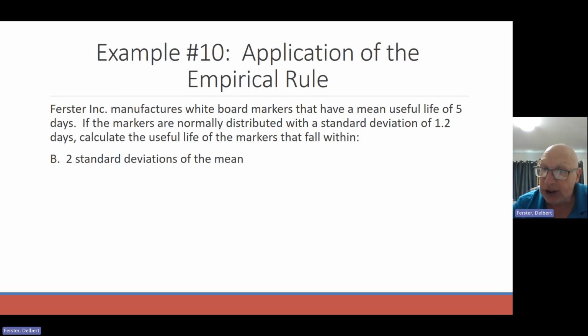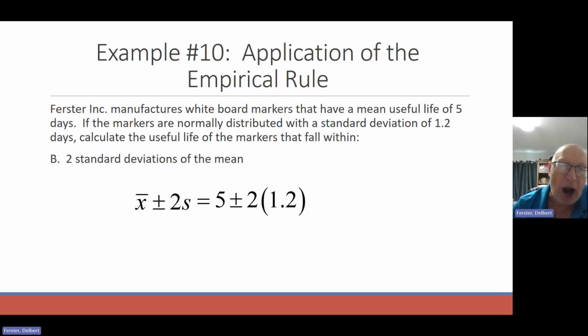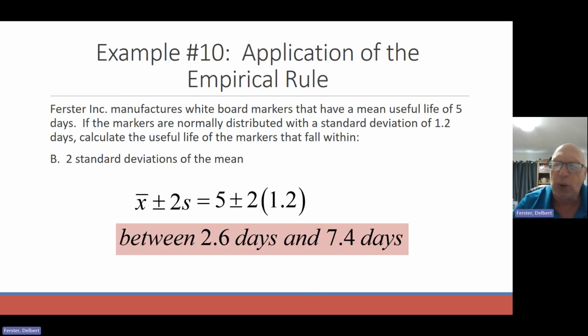If you open another standard deviation above and below the mean, again, it's just arithmetic. So in this context, it's 5 plus and minus 2 times the 1.2. It shouldn't shock you that now you're going to expect an even higher percentage of your markers to fall between these two data points. And if your memory serves, it was 95% of the markers would last somewhere between 2.6 days and 7.4 days.